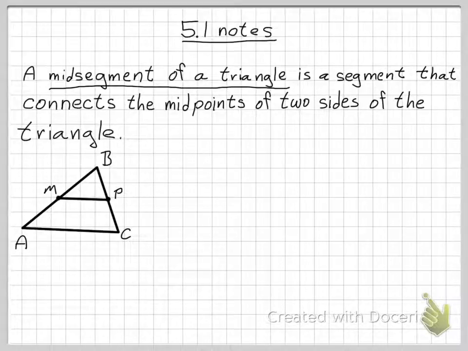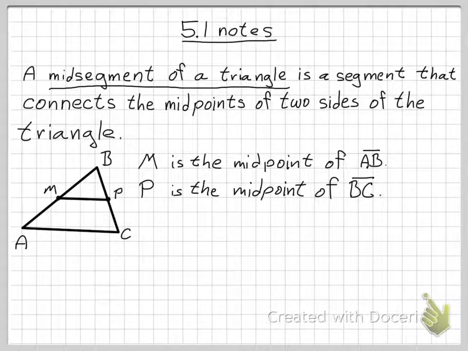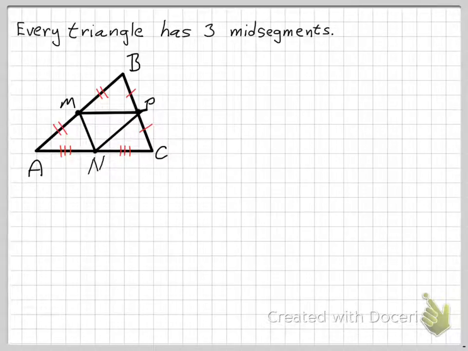Okay, so we have triangle ABC. M is the midpoint of line segment AB, and P is the midpoint of line segment BC. The tick marks are showing that line segments AB and BC are being cut in half by M and P respectively. So line segment MP is a mid-segment of triangle ABC. And every triangle has 3 mid-segments.